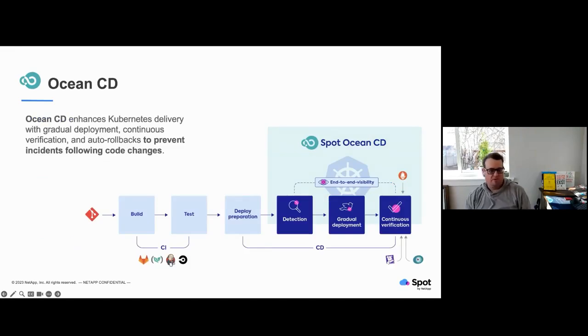Ocean CD that we talked about enhances your Kubernetes delivery and your CD process. We allow you to do gradual deployment using our CD tool that allows continuous verification of your code and automatic rollback to prevent incidents following a code change, a build, or a rollout. We are constantly watching your infrastructure through the build, test, and deployment preparation, and then we're making sure that you're launching your infrastructure continuously optimized and continuously verifying that it is working correctly.